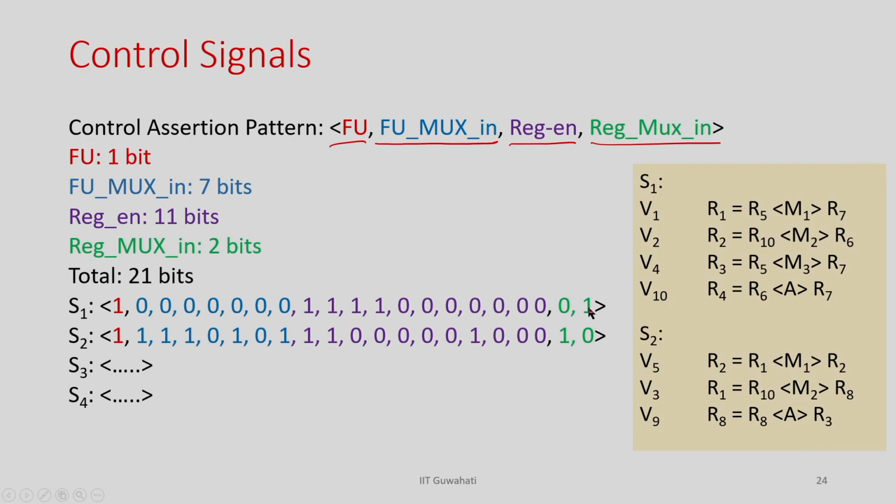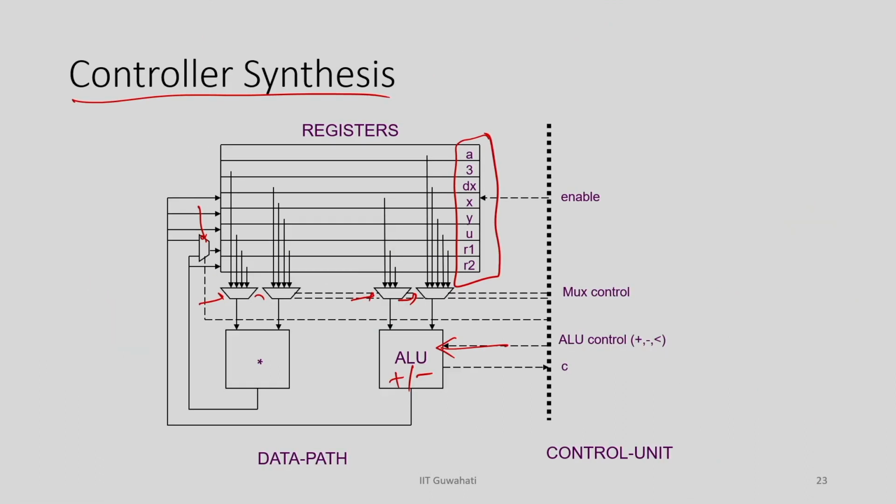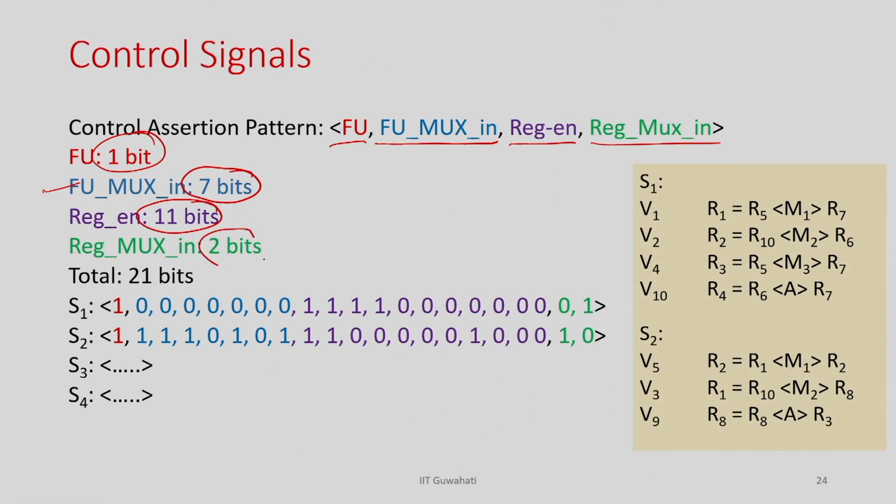So, I need the 7-bit input control signal for the multiplexer at the function input, and I need one input for the FU, because the other multiplier is doing multiplication only. So, there is no control signal needed, every time it will do multiplication only, right. And I have 11 registers, so I need an 11-bit enable signal, and there are only 2 multiplexers. So, I need 1 bit here, 1 bit here. So, I need 2 bits for the multiplexer at the register input. Okay. So, this is the total control signal. So, I need 21 control bits for my behavior.